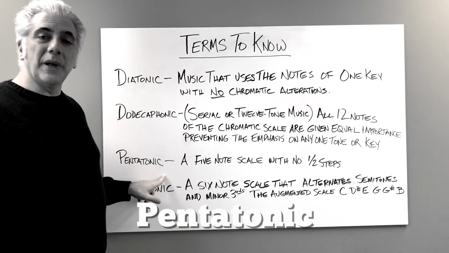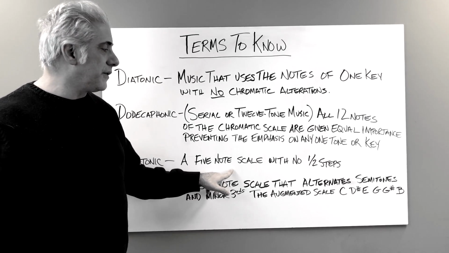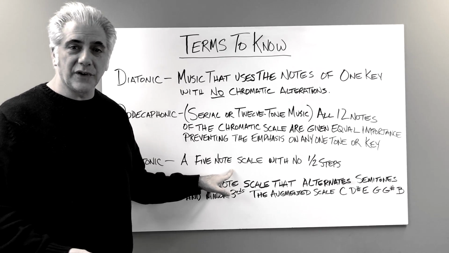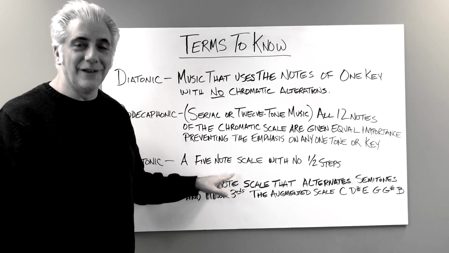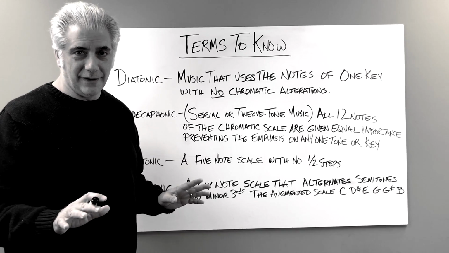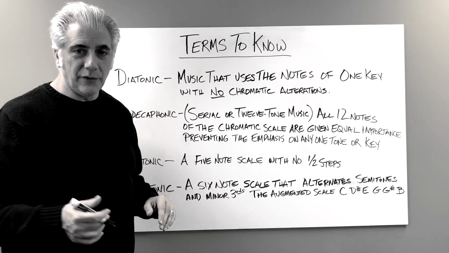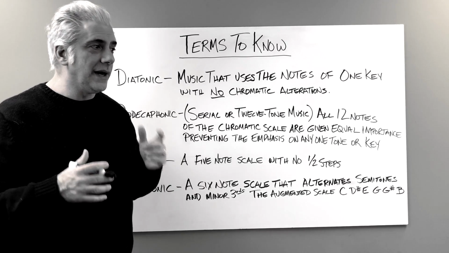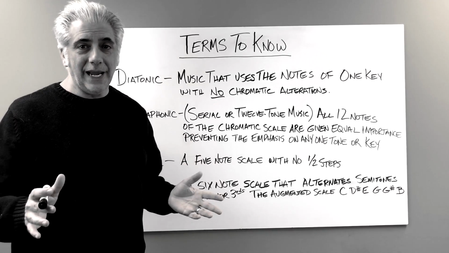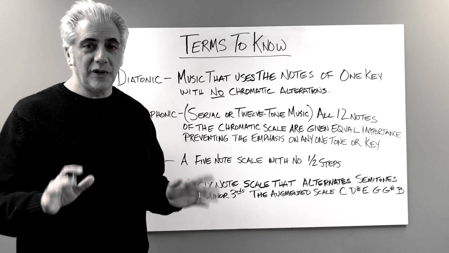The next term is pentatonic. You're probably all familiar with that. Pentatonic is a 5-note scale with no half steps. If you think of an A minor pentatonic scale: A, C, D, E, G. There are no half steps in there. It's 5 notes of, in that case, an A natural minor scale. Or you can have the C major pentatonic, which would be C, D, E, G, A. Once again, no half steps. It's the 1, 2, 3, 5, and 6 of a C major scale.